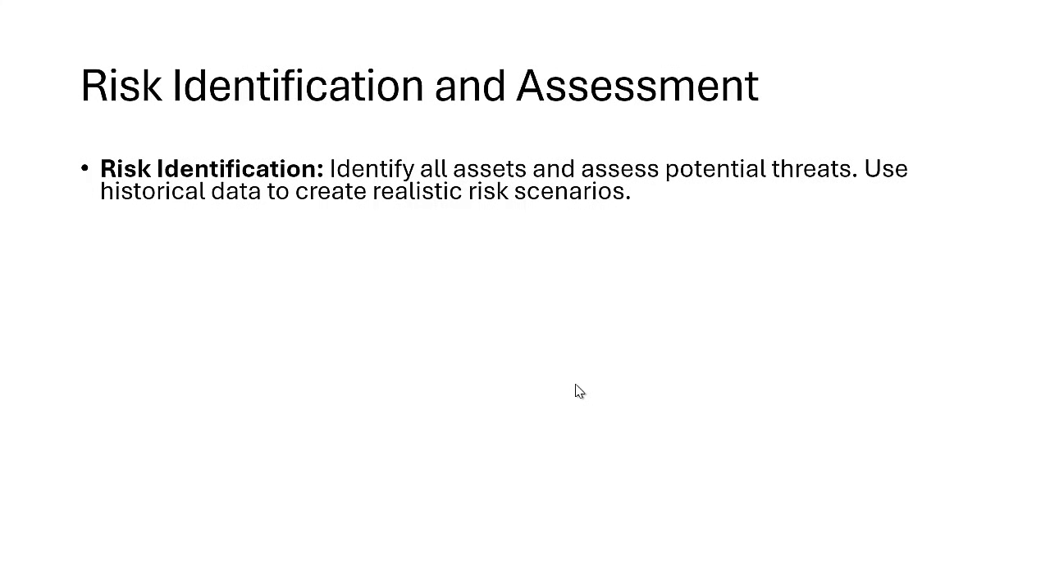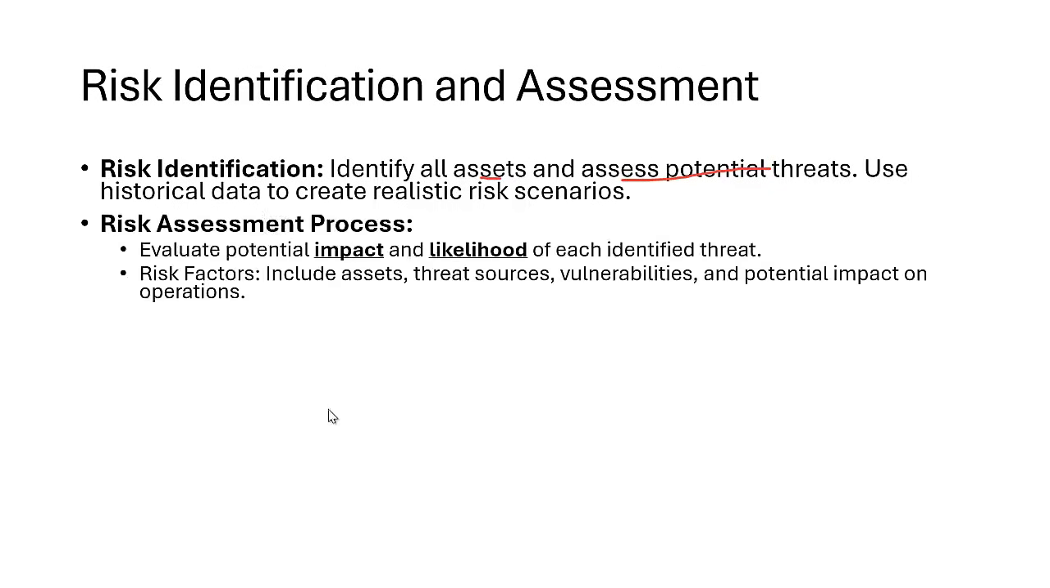So the first step in risk management is risk identification. It's all about identifying assets and assessing the potential threats, and using historical data to create risk scenarios. Now, the second step is called the risk assessment process, where we evaluate the potential impact and likelihood of each identified threat, including assets, threat sources, vulnerabilities, and operations.